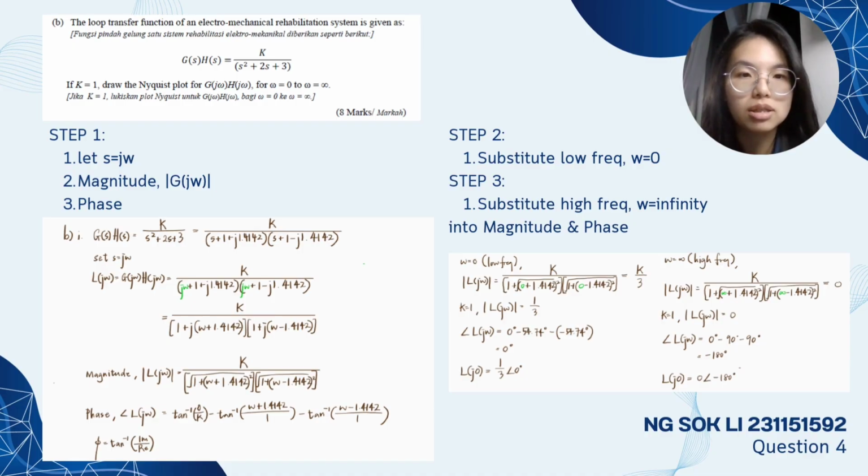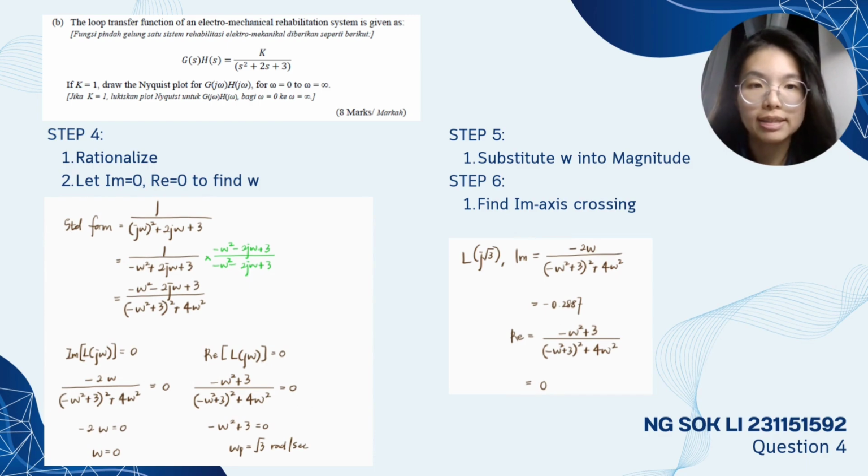Step 2 is to substitute the low frequency omega equals 0 into magnitude and phase. We also do the same for the high frequency omega equals infinity and substitute it into the magnitude and phase. So we got the answer for omega equals 0: the magnitude is 1 over 3 and the phase is 0 degrees. For high frequency, the magnitude is 0 and the phase is negative 180 degrees.